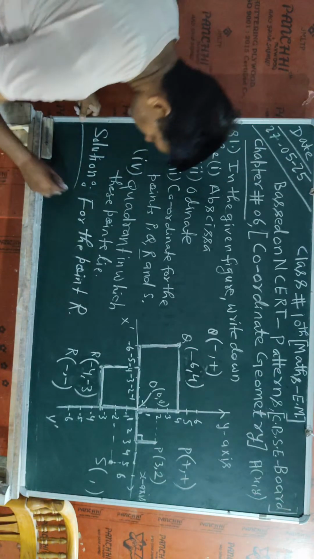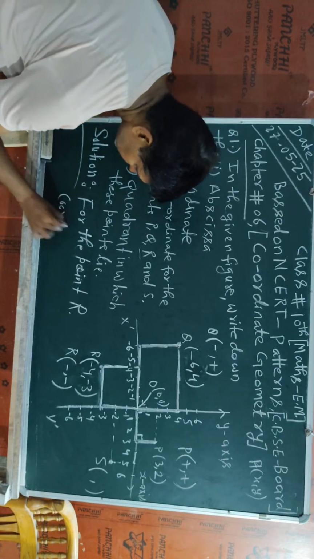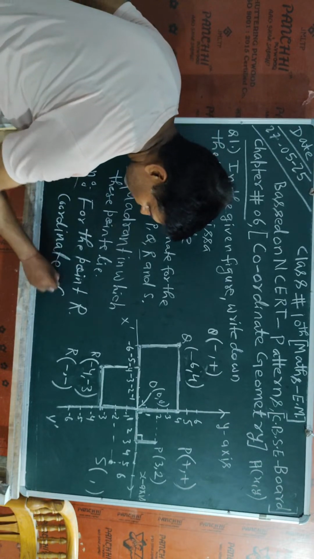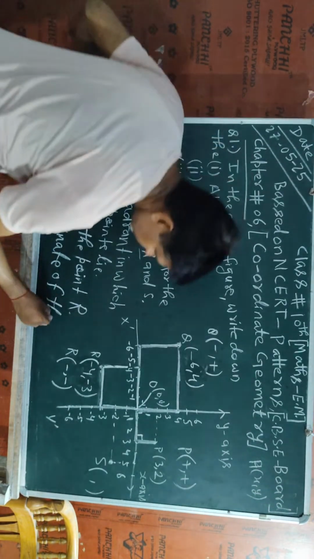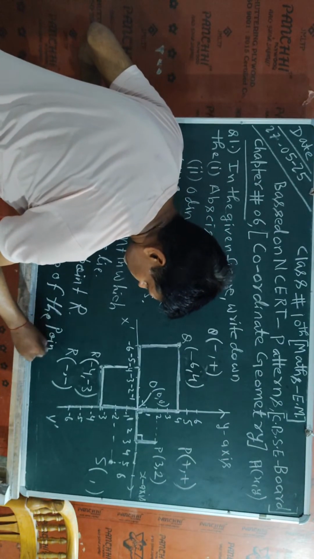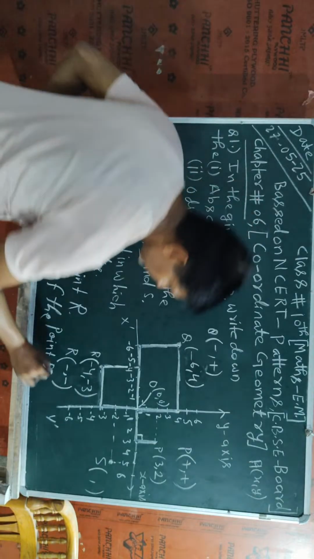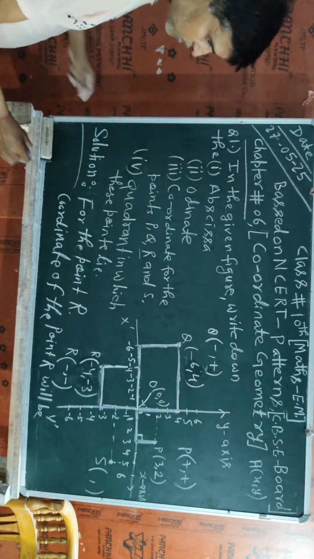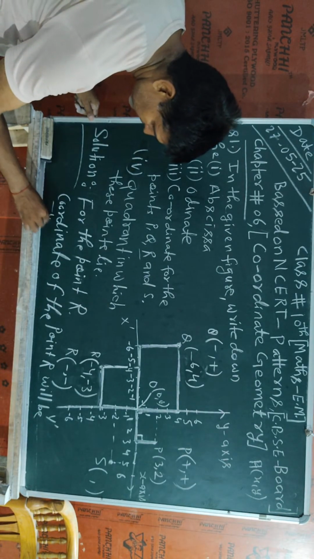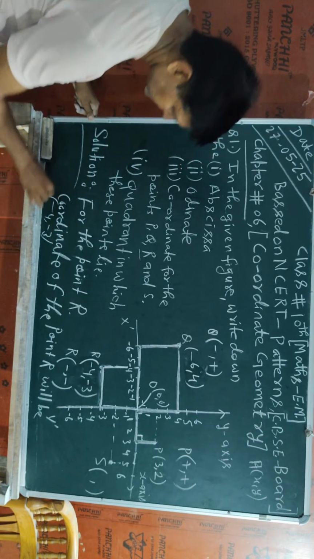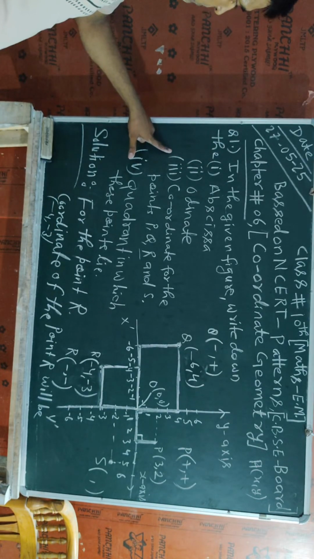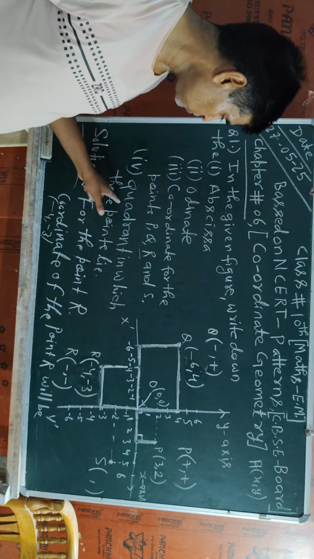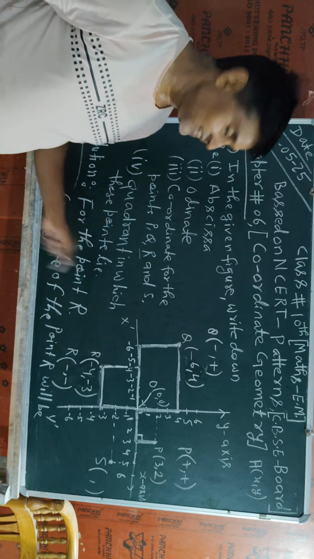The coordinate of the point R will be minus 4 comma minus 3. So this will be the answer for question number 3. Now I have to explain the answer for the quadrant in which point R is lying.